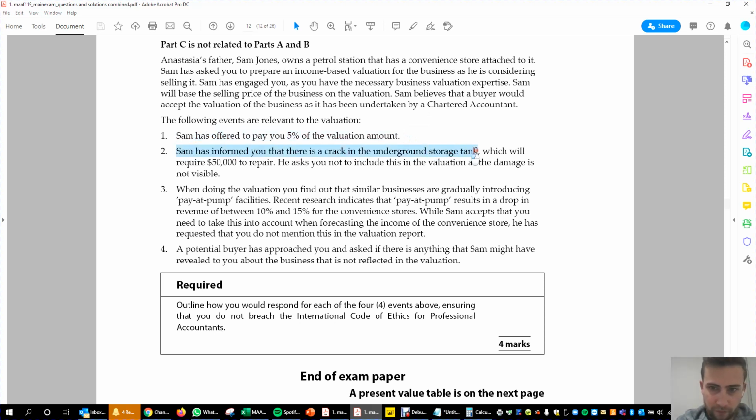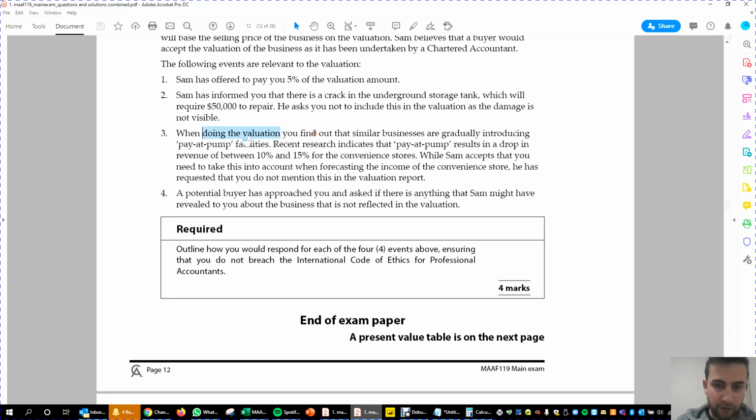So number 2, we've been informed by the seller that there's a $50,000 repair requirement. He asked us not to include this in the valuation. Well, we need to take this into account in the valuation. The reason is otherwise it wouldn't be ethical to deliberately hide that when it would objectively impact the valuation of the business.